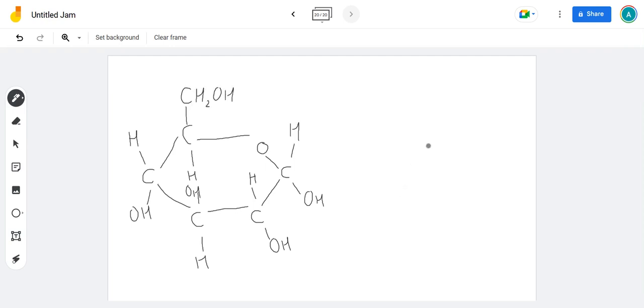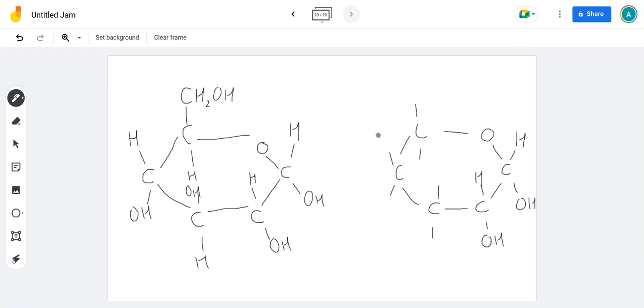Okay, now we need another one over here. So oxygen, carbons on the corners. Four bonds on the carbons. H, OH, H, OH, H, OH. Then these are the other way around, so H on the bottom, OH on the top, H on the bottom, CH2OH.